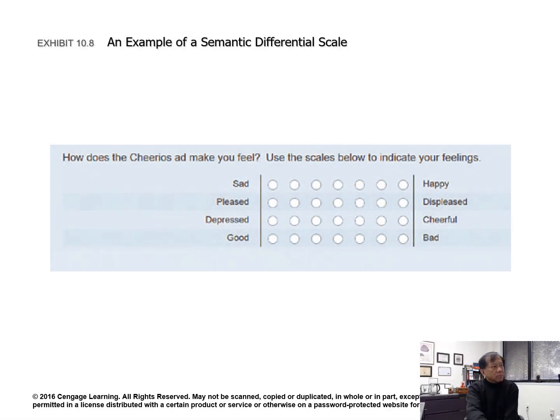This is an example of semantic differential scales. How does the Cheerios ad make you feel? Use the scale below to indicate your feelings. Sad, happy, and you can choose one in the middle. Pleased, displeased, depressed, cheerful, good or bad. You can choose between them.